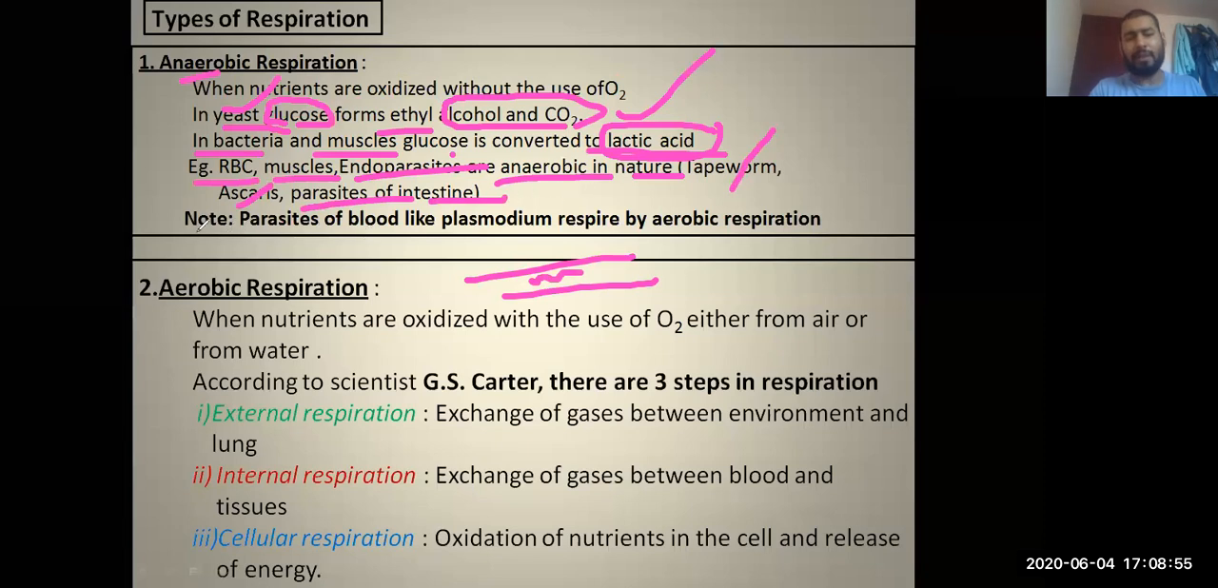One very interesting story about anaerobic respiration. This is also a parasite, but it is not a parasite of the intestine. That is Plasmodium. So Plasmodium performs aerobic respiration. I am saying only those parasites which are found in the intestine perform anaerobic respiration, not malaria. Malaria performs aerobic respiration. Yes, malaria, that is the parasite Plasmodium, which causes the disease malaria. So Plasmodium performs aerobic respiration.